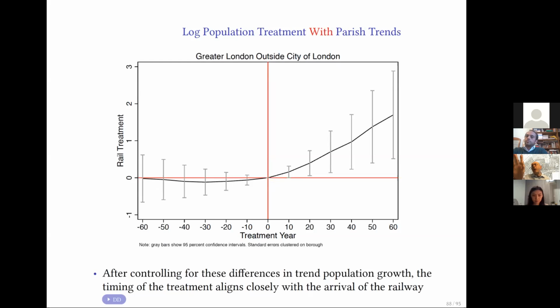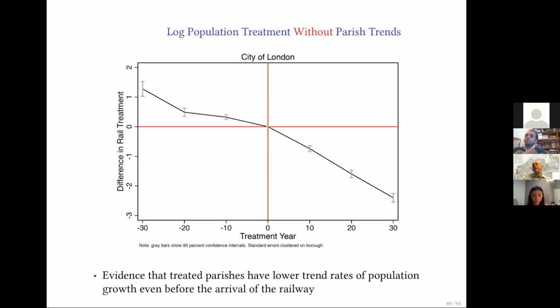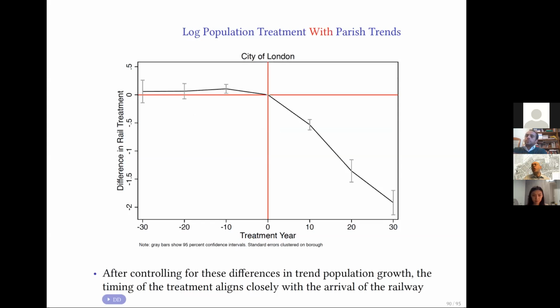So this is on average for London as a whole. As I was highlighting earlier, there's also heterogeneity in different parts of London. The railway raises population growth in the suburbs, decreases it in the center. We also see that in this event study specification, when you don't control for differences in trends, again, there are pre-trends, but they're negative in the center, measured here by the City of London. Once you control for those differences in trends, again, you get a beautiful event study picture where there are no differences before the arrival of the railway station, but in the center, a sharp decline in population growth afterwards.